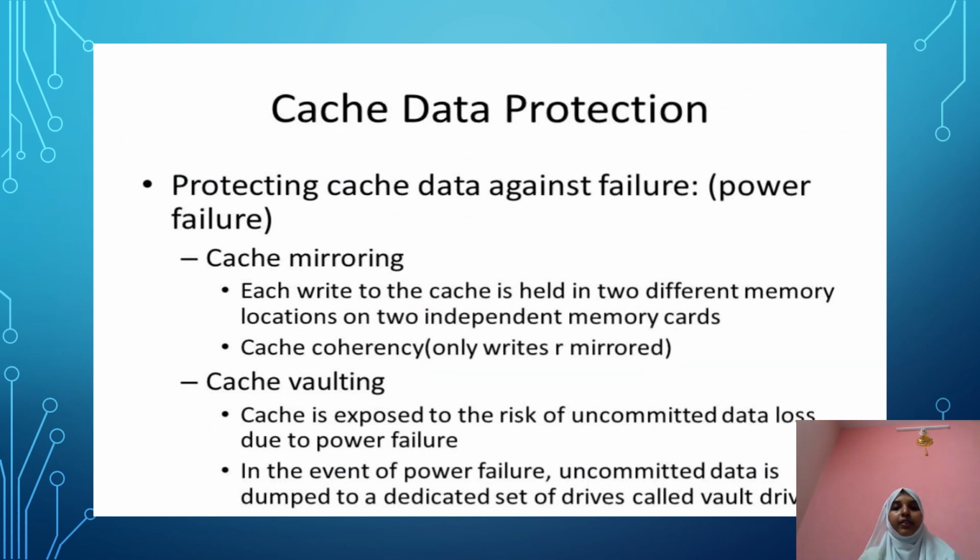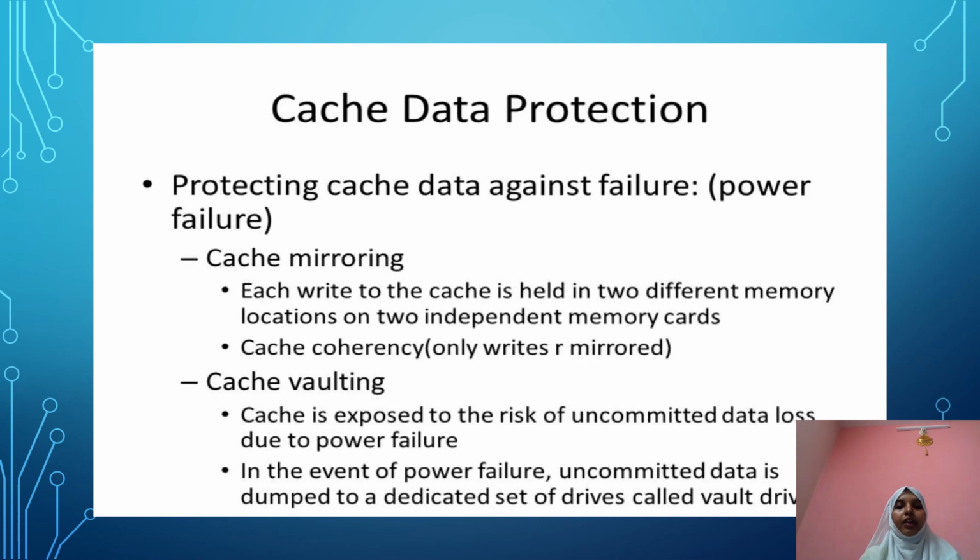So next let's have a look at cache data protection. Protecting the cache data against failure, such as power failure, uses cache mirroring and cache vaulting. Cache mirroring: each write to the cache is held in two different memory locations on two independent memory cards. Cache coherency: only writes are mirrored.